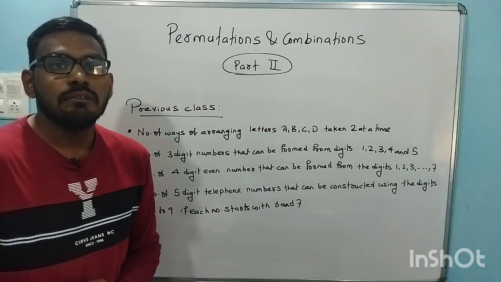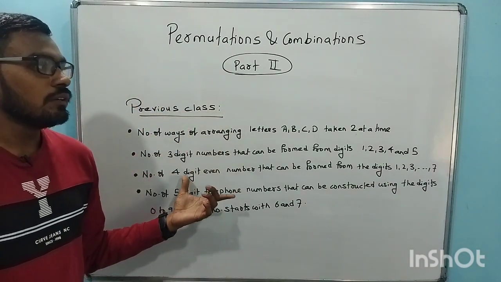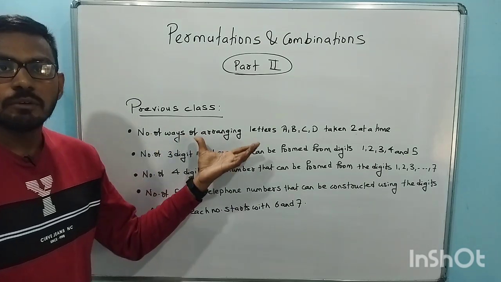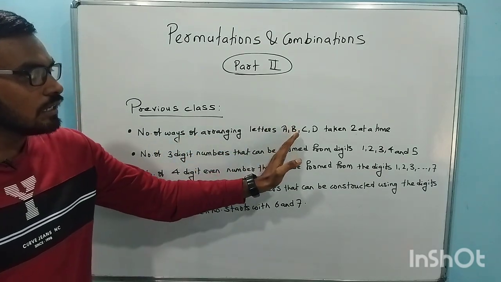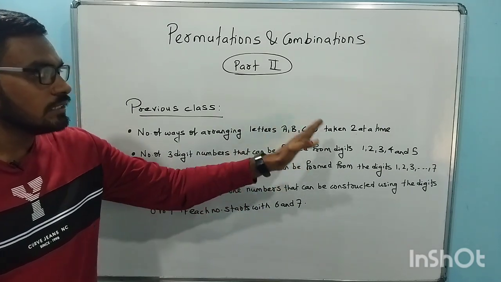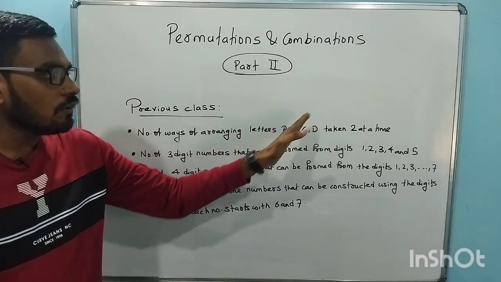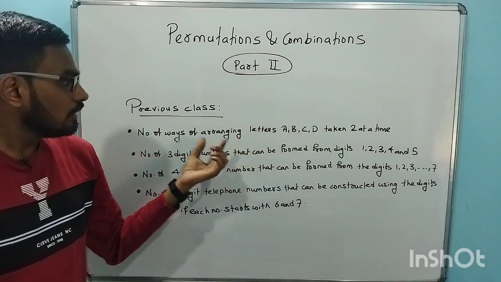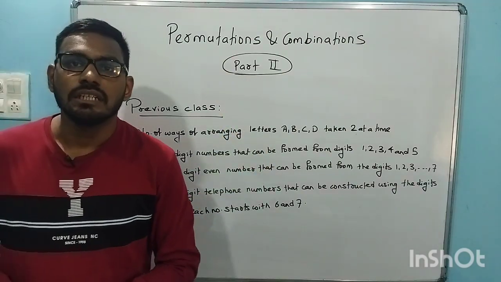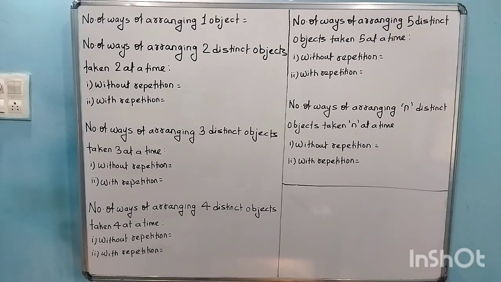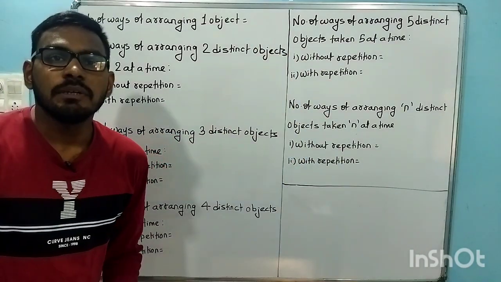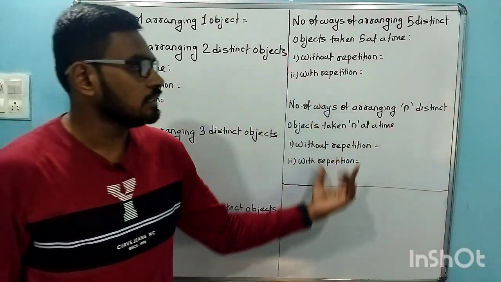In today's class we'll try to make a general formula. In general, if there are 10 objects or 50 objects, and we are arranging all or some of those objects at a time, then we are going to learn the number of ways. So we'll start. What we are going to do is solve some particular examples and then try to make a general formula from that, so that we can solve any general example.